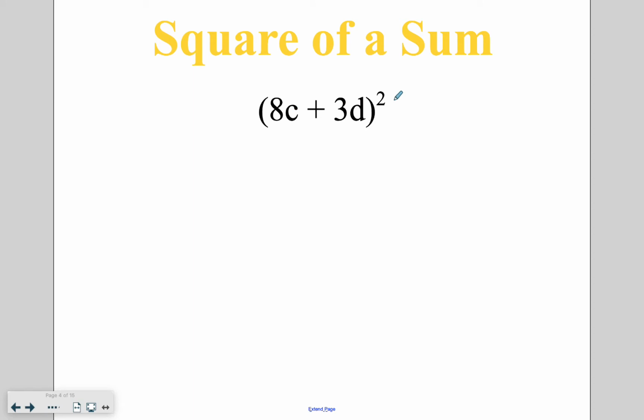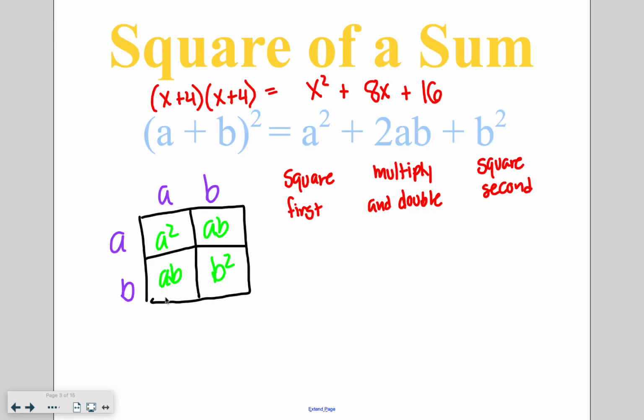So for example here, if I have 8c plus 3d, all of that squared, I can take the first value and square it. So I'm taking 8c, and I'm going to square that, which is going to give me 64c squared. Then to get the middle value, I'm going to take 2 times the first amount times the second amount, because that's going to come from these two boxes that match.